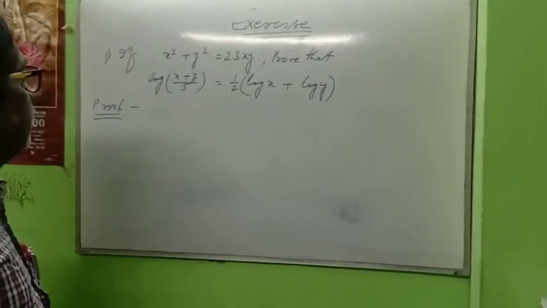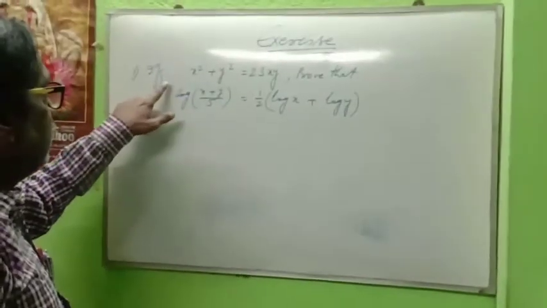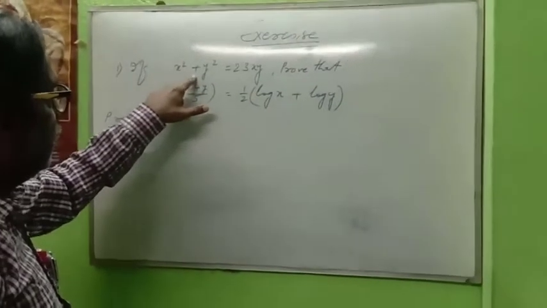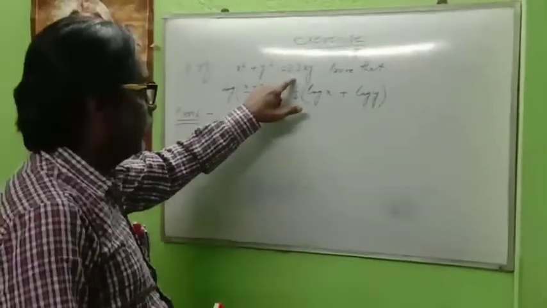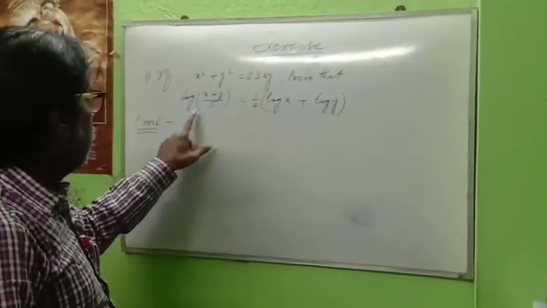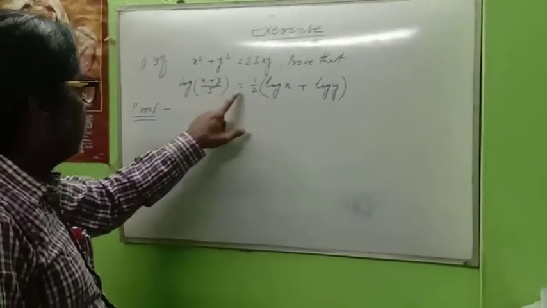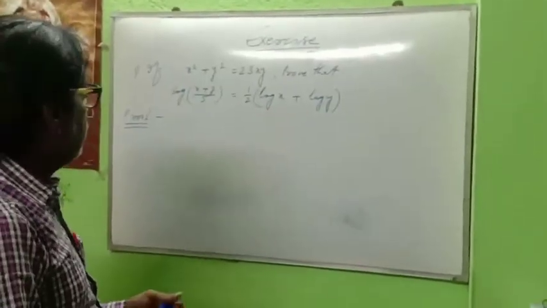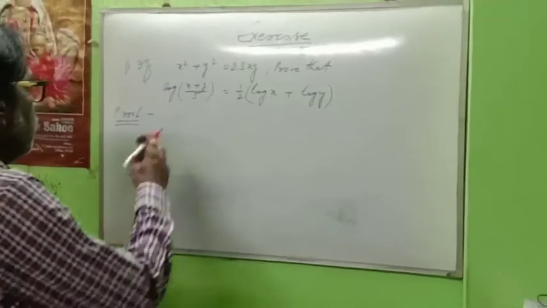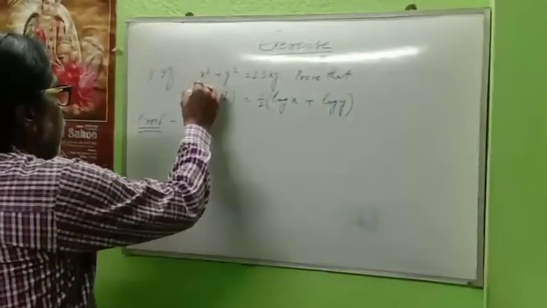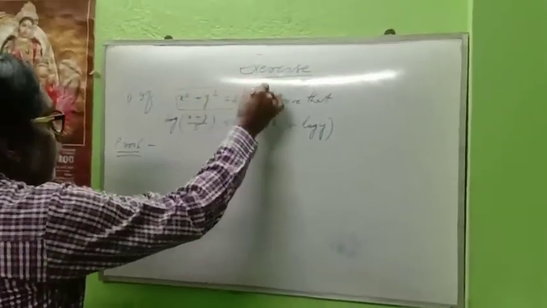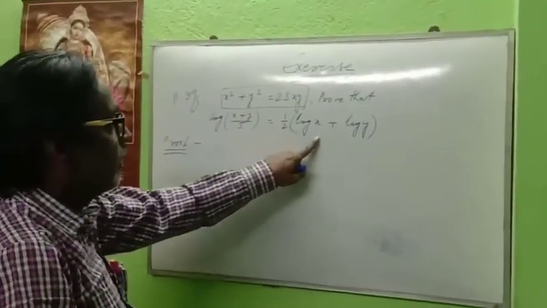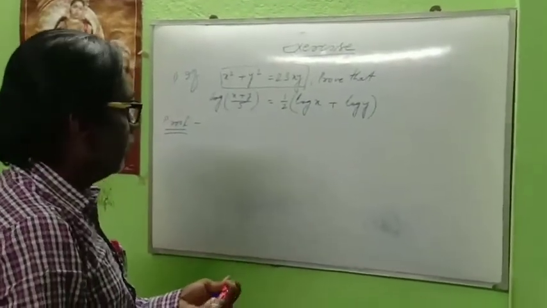Let us go to the sum. From the exercise, take one question. Question given: if x square plus y square is equal to 23xy, prove that log of (x plus y) by 5 is equal to 1 by 2 whole into (log x plus log y). You have to prove it. See how I am proving here.